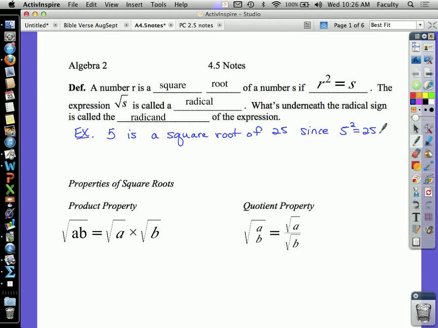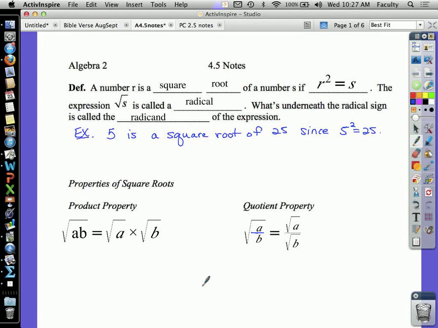Alright, then we have two properties of square roots. The product property says that the square root of a times b is equivalent to the square root of a times the square root of b. You can use this property from left to right or right to left. If you have square root a times square root b, you can make it square root of a times b. We have the quotient property, and that says that the square root of a fraction, a divided by b, is equivalent to the square root of a divided by the square root of b. Okay, so there's your product property, your quotient property.